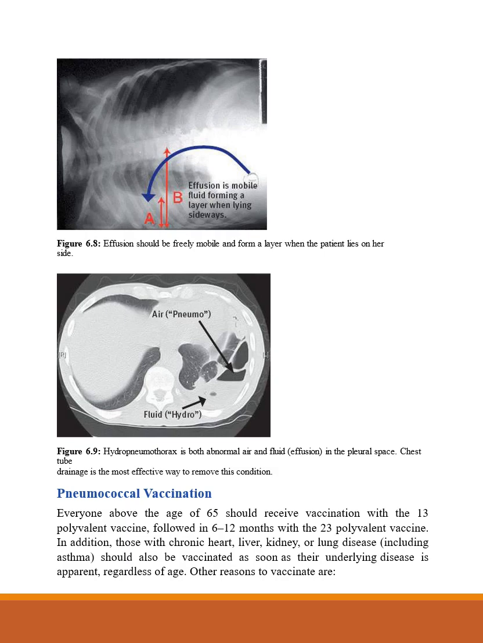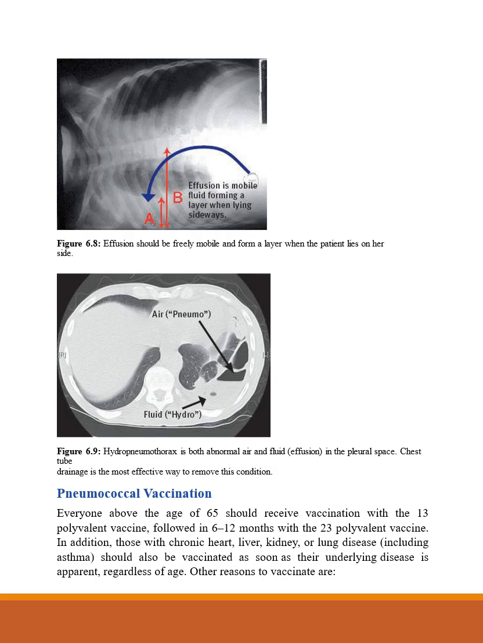On figure 6/9, we have hydropneumothorax, both abnormal air and fluid effusions in the pleural space. Chest tube drainage is the most effective treatment because it can resolve this condition.